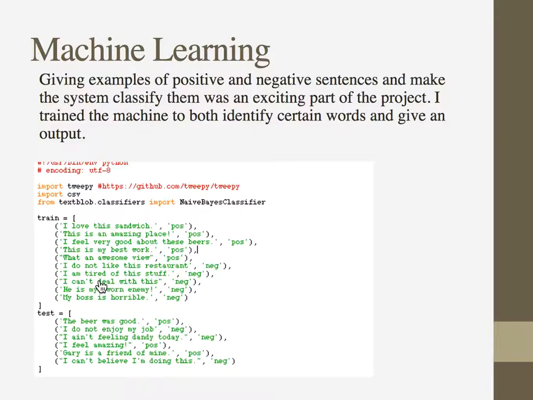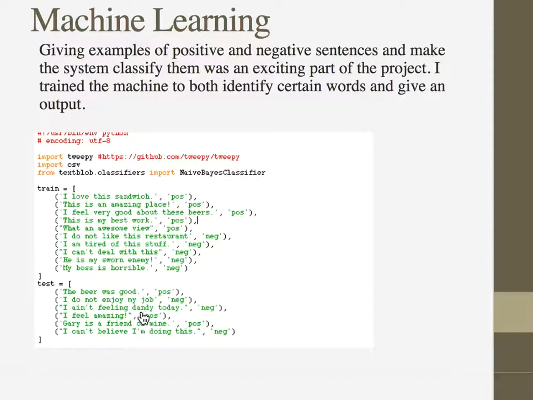Here, for example, "I'm tired of this stuff," "I can't deal with this," "He is my sworn enemy." All of them are negative. So here we're doing the differentiation between positive and negative. And then here we're testing it.